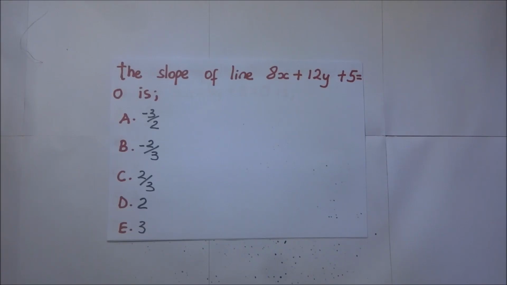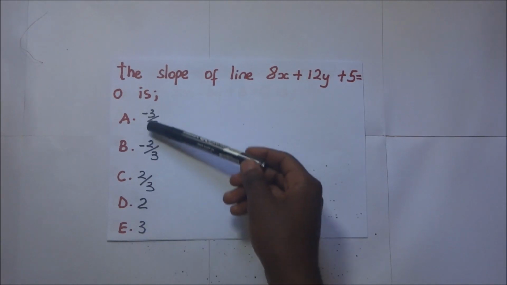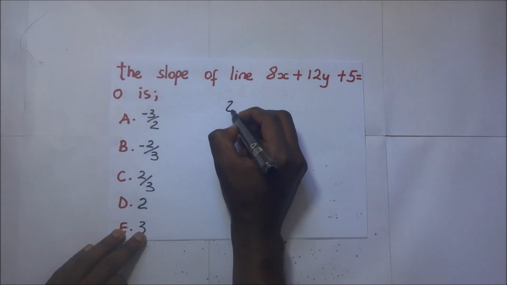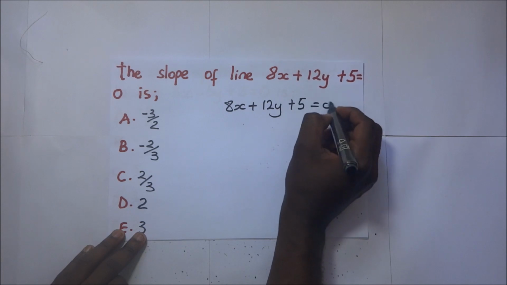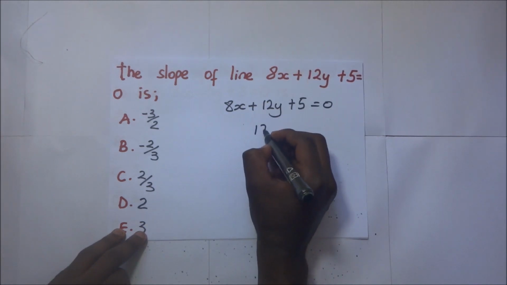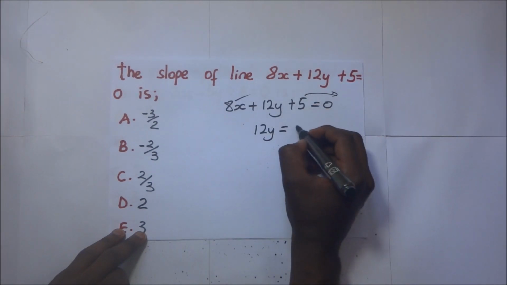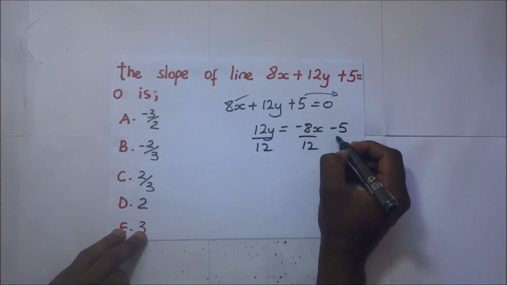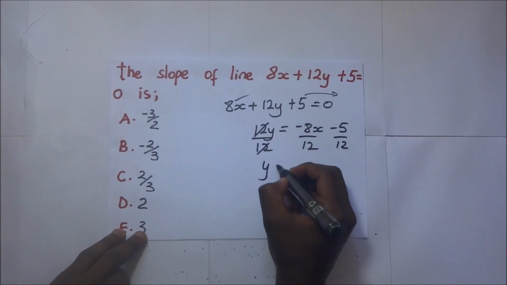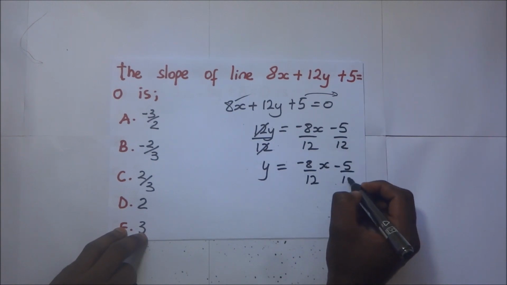The slope of the line 8x plus 12y plus 5 is equal to 0 is, so that we just have to rearrange this equation in the form of y is equal to mx plus c, and we will be able to tell the slope. So we make y the subject of the formula. It means 12y remains this side of the equation. This is going to be equal to 5 goes that side, and this 8, so it becomes -8x minus 5. Divide both sides by 12. You remain with y as -8 over 12 x minus 5 over 12.